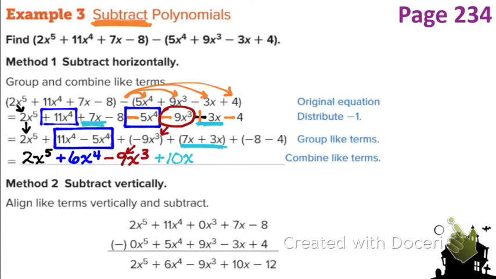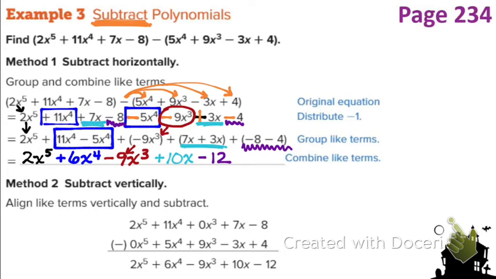Negative 8 and negative 4. What happens when I combine a negative 8 together with a negative 4? Negative 12, so minus 12. So once again, that's the horizontal method. If you want to do this vertically, you can. However, there's something you have to watch out for.